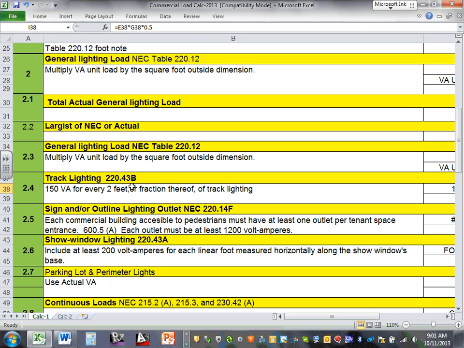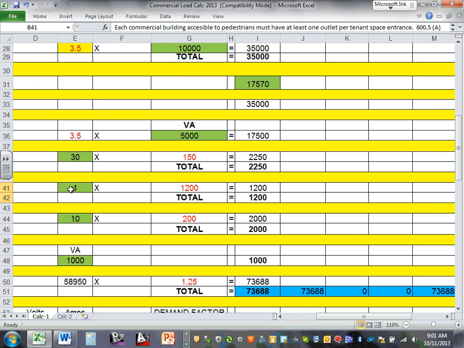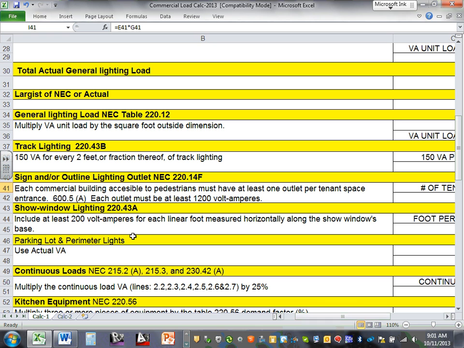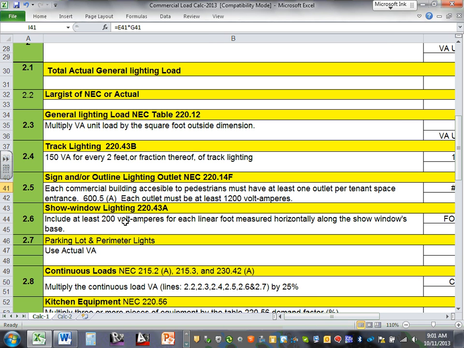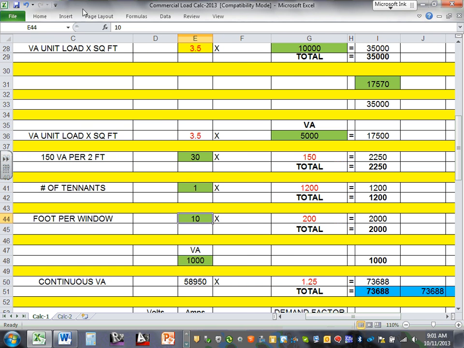Then right underneath the track lights, we got the sign and outlet. The code says you have to have 1200 volt amp for a sign. Okay, here's one sign, 1200 volt amp. That's easy, straightforward from the code. Show window. For show windows, include 200 volt amp for every linear foot measured horizontally. Okay, I assume there will be 10 feet of show windows, multiplied by this. So that will give you the load for show windows.